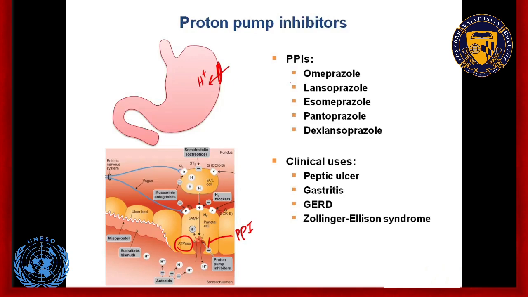Peptic ulcer treatment usually involves treatment with 3 drugs. This triple therapy includes a PPI, plus clarithromycin, and amoxicillin. However, it can include metronidazole if the patient is penicillin allergic.